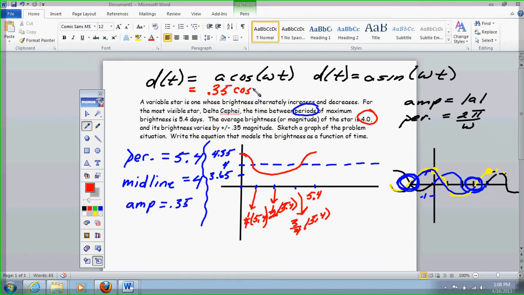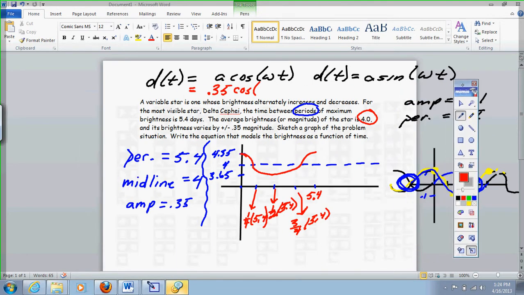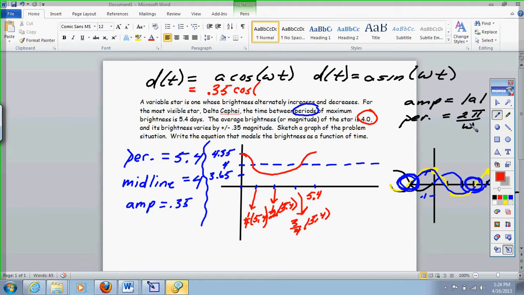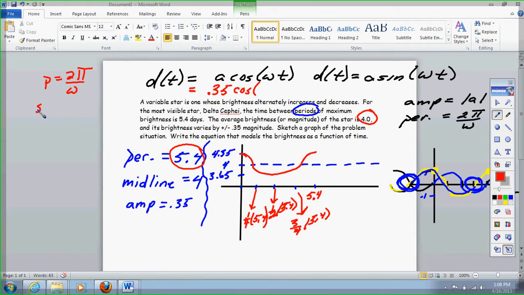Then I have cosine. And then I have omega. Well, how am I going to find omega? Well, I'm going to use this formula over here. I know that my period is equal to 2 pi over omega. So period is equal to 2 pi over omega. And I need to know what omega is. And since I know what my period is, I can plug this in. 5.4 is equal to 2 pi over omega, and then solve for omega.